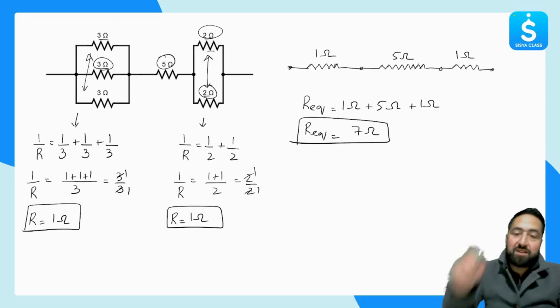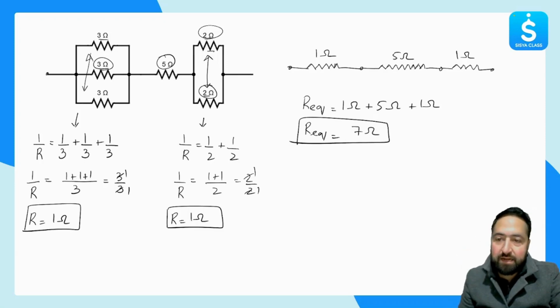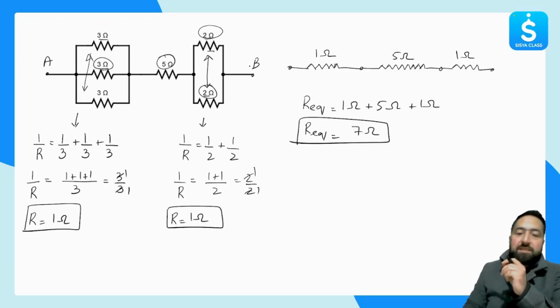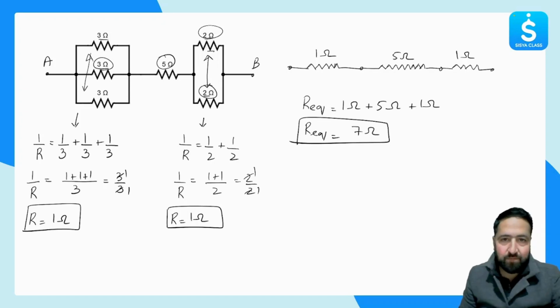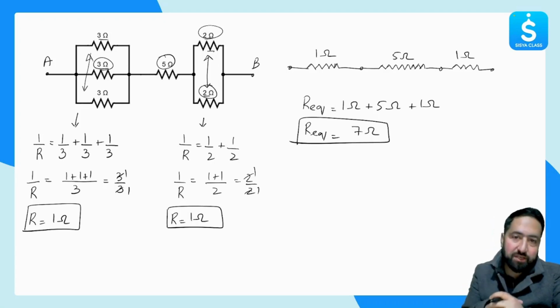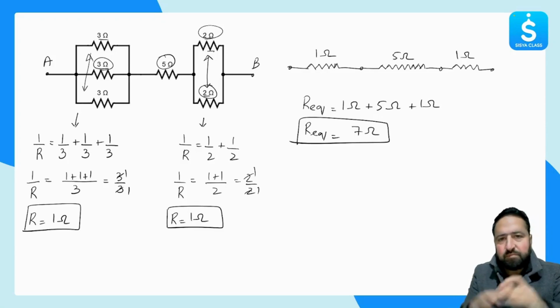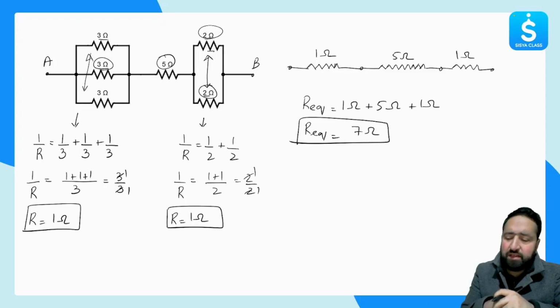So the net resistance between the point, let me name this as A and let me name this point as B. So the net resistance between point A and point B is 7 ohms. I hope you understood this clearly. Now, after this, you can solve more and more questions on this. And you will see, there won't be any question which you won't be able to solve.